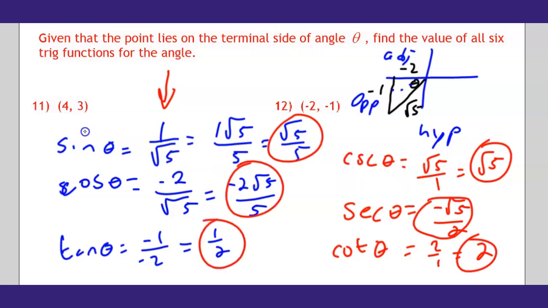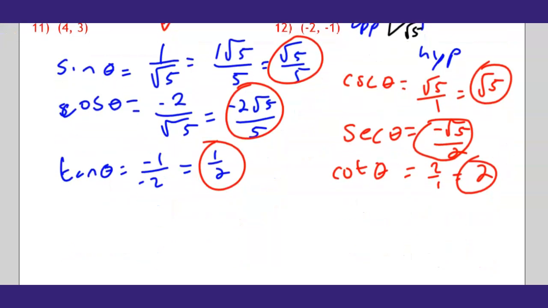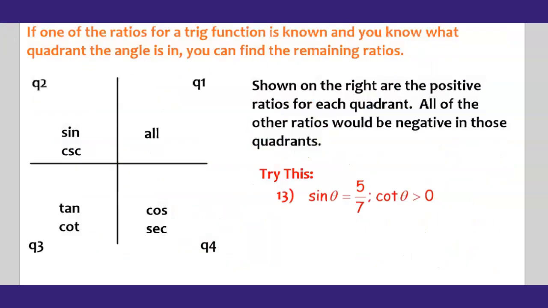Alright. Moving along. Next right here it says if one of your ratios for a trig function is known and you know what quadrant the angle is in, you can find the remaining ratios. Alright, so check this out.